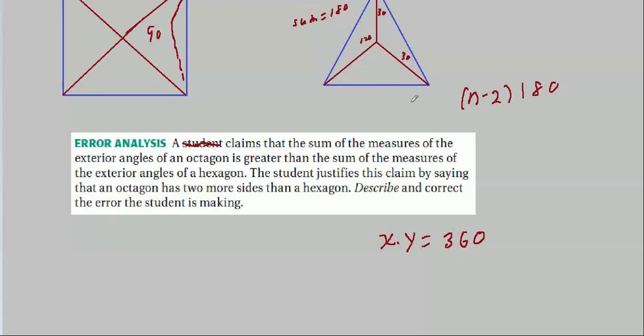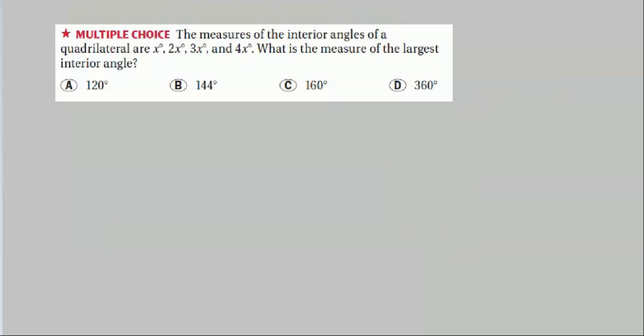So the real problem with the way he's looking at this is that the sum of the exterior angles is independent of the size of your polygon. It's always 360. Doesn't matter what polygon you're looking at. Yeah, here we go.